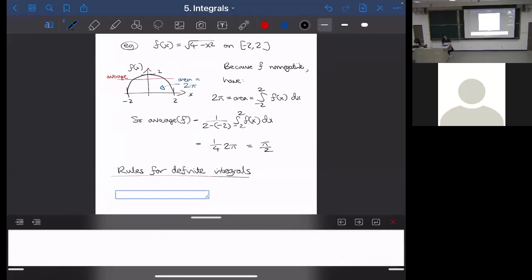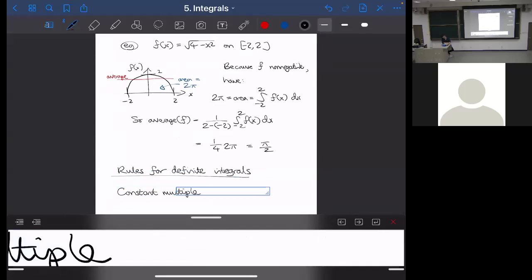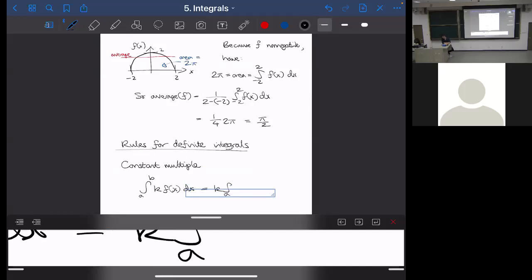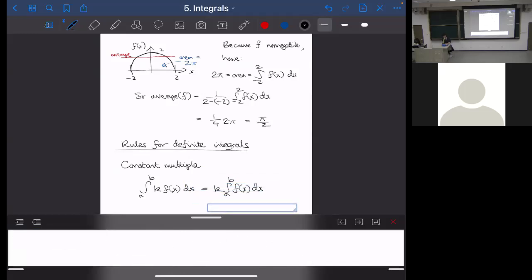So the first one, constant multiple, says that if I have an integral of k times a function that I know the integral of, then I can calculate that just like this. So for k constant.